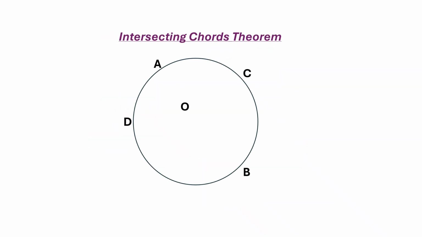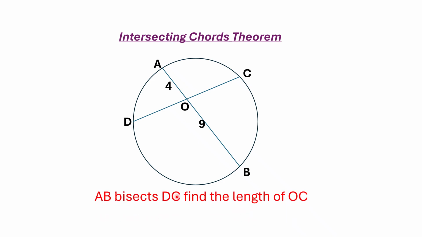Now, let's look at a different example. Let's say we have these values. AO is 4, OB is 9. The question says, AB bisects DC, find the length of OC. They say this line bisects, which means cuts this in half. That means DO is equal to OC. Let's just call them X because they are equal.